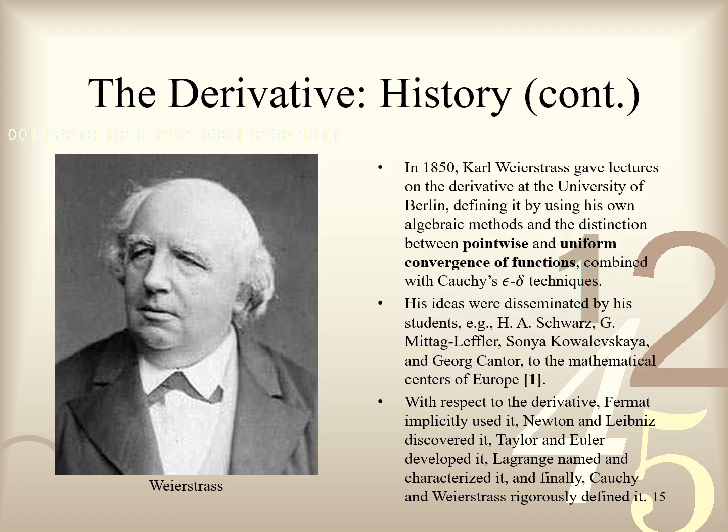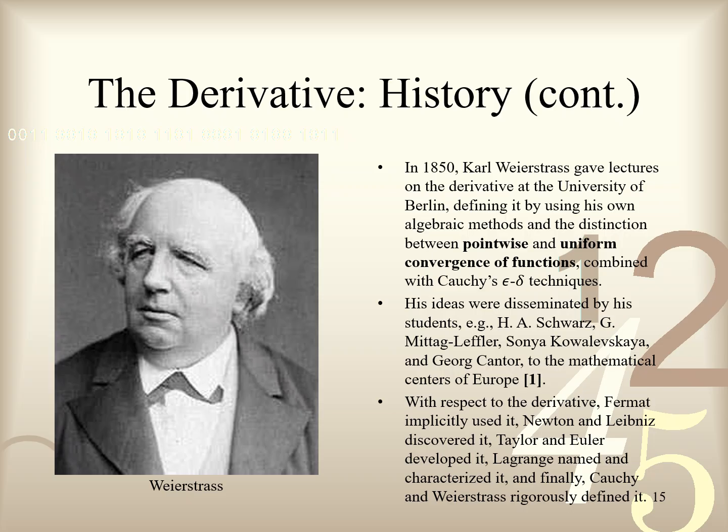as per reference 1. Remember that with respect to the derivative in Europe, according to reference 1, it was first used, it was then discovered, it was then explored and developed, and it was finally defined. More specifically, Fermat implicitly used it, Newton and Leibniz discovered it, Taylor and Euler developed it, Lagrange named and characterized it, and finally, Cauchy and Weierstrass rigorously defined it. This concludes our discussion of the history of the derivative.